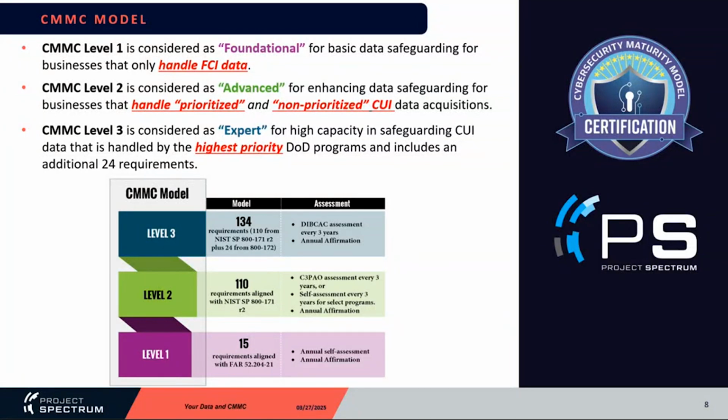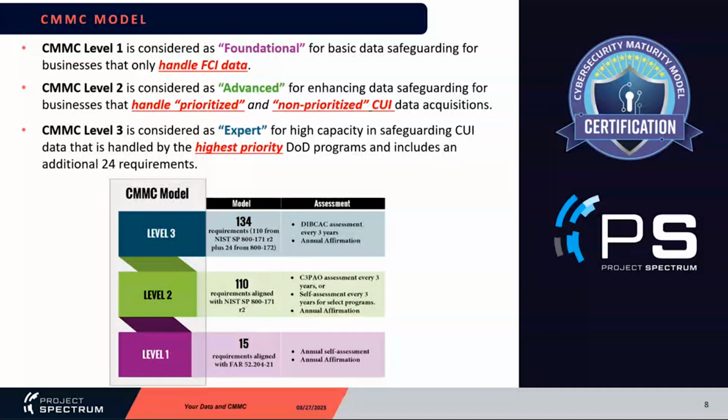And then you kind of have a split there. You have prioritized and non-prioritized. We're going to get into that in just a little bit. Then you've got CMMC level 3. This is expert. The majority of small and medium businesses are not going to need to get to CMMC level 3, but there are ones that sometimes do.